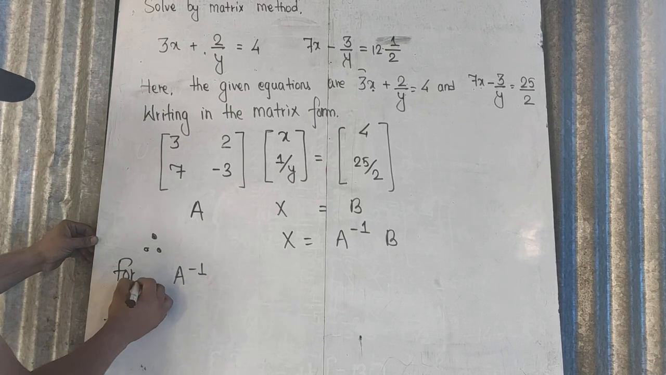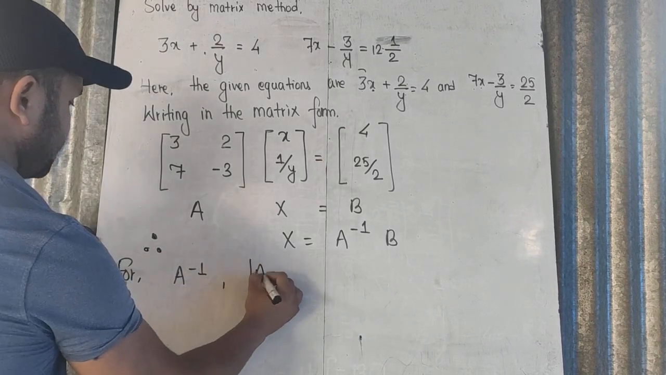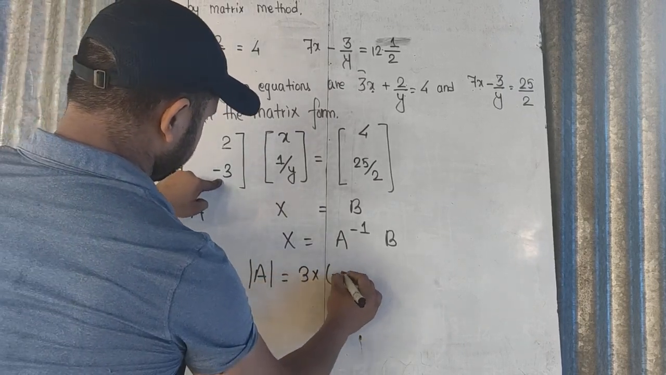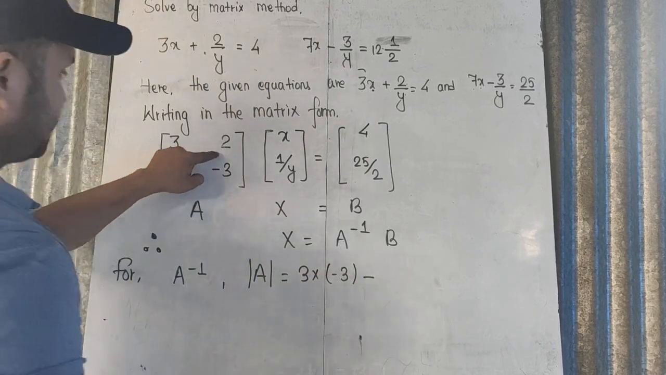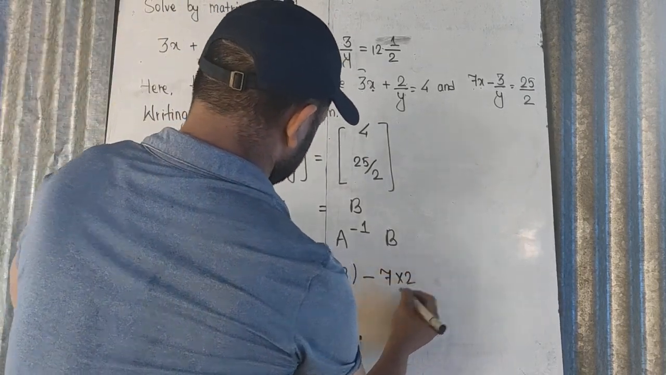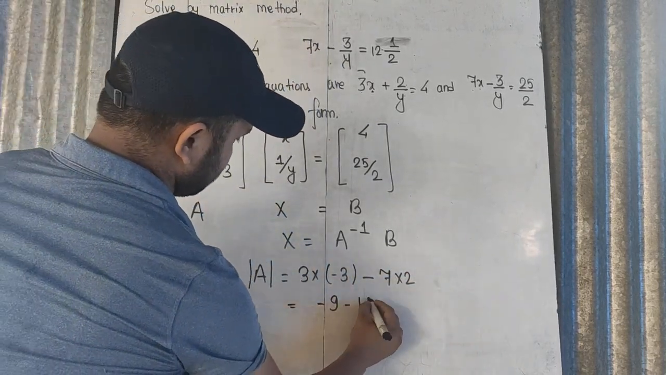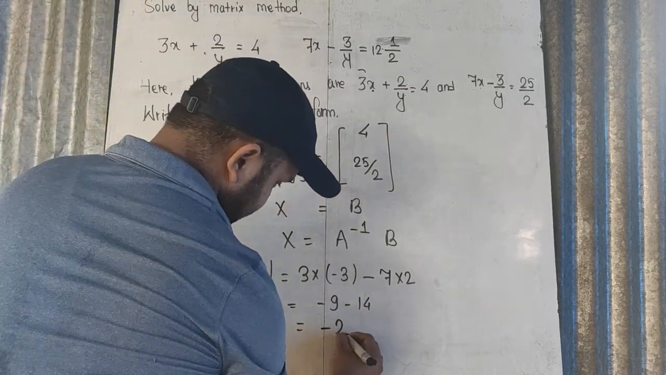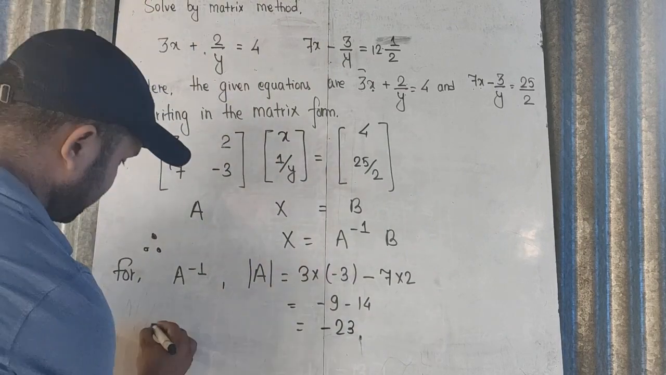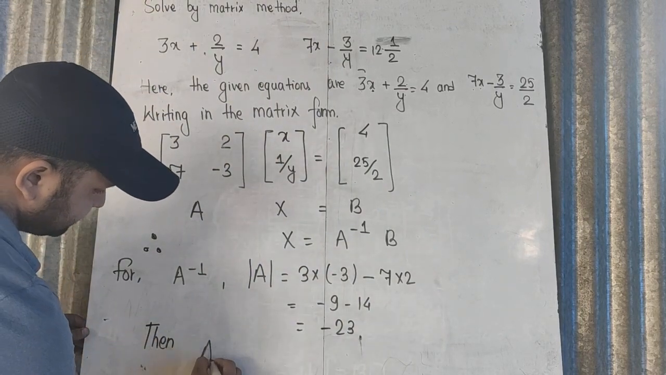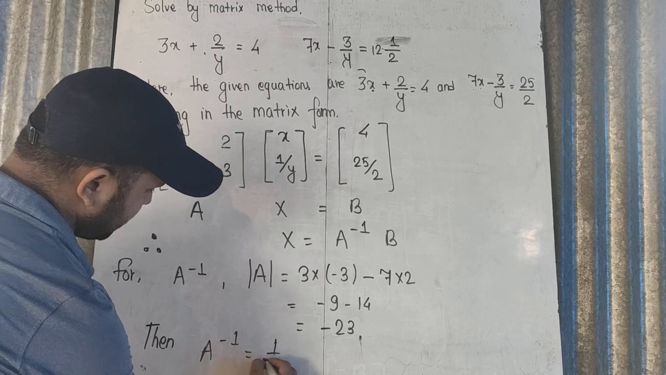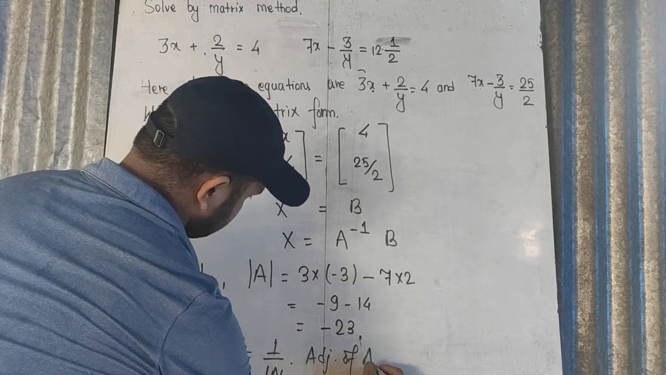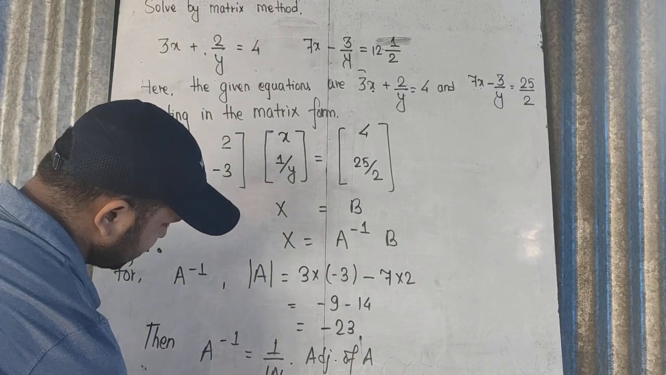For A inverse, first we have to find the determinant of A. Determinant of A is 3 into 1 is 3, minus 7 into 2. 3 into minus 3 is minus 9, 7 into 2 is 14. So minus 9 minus 14 is minus 23. Then A inverse is 1 by determinant of A into adjoint of A, where the determinant of A is minus 23.